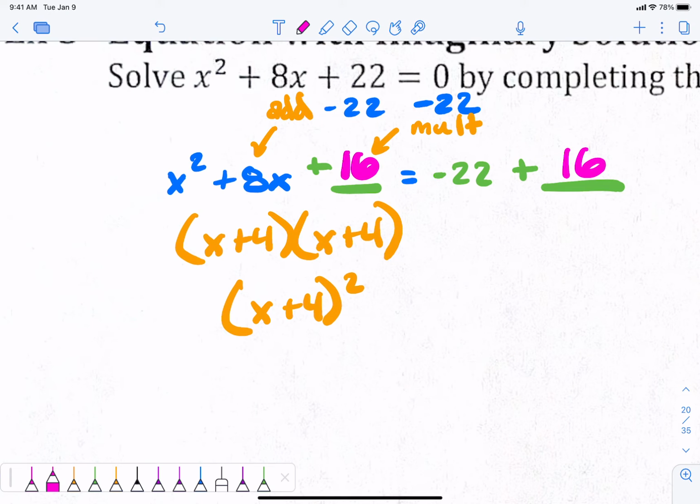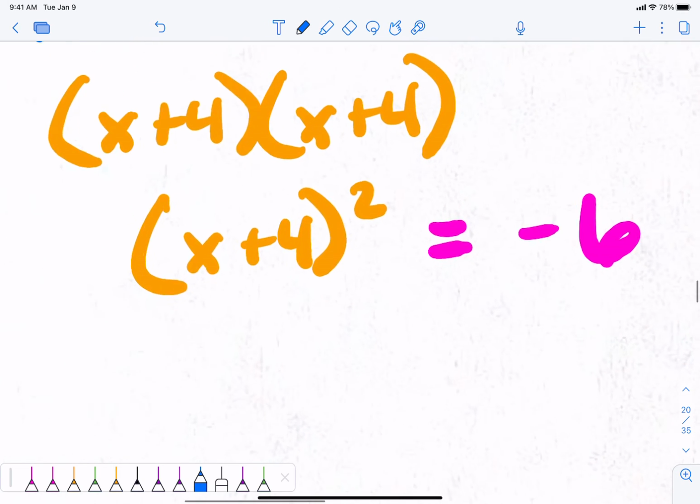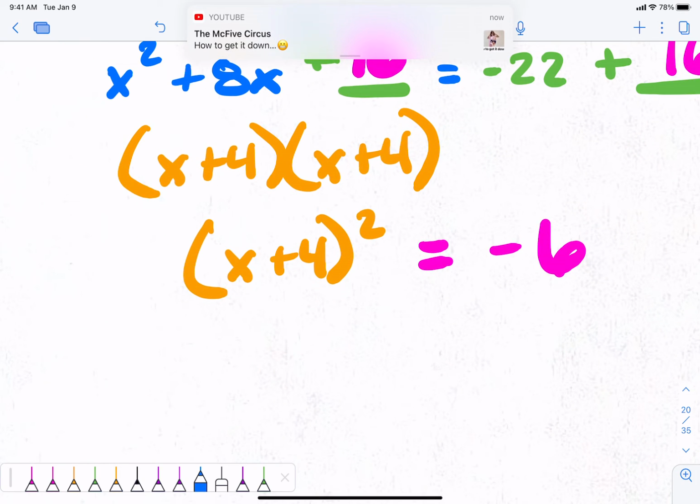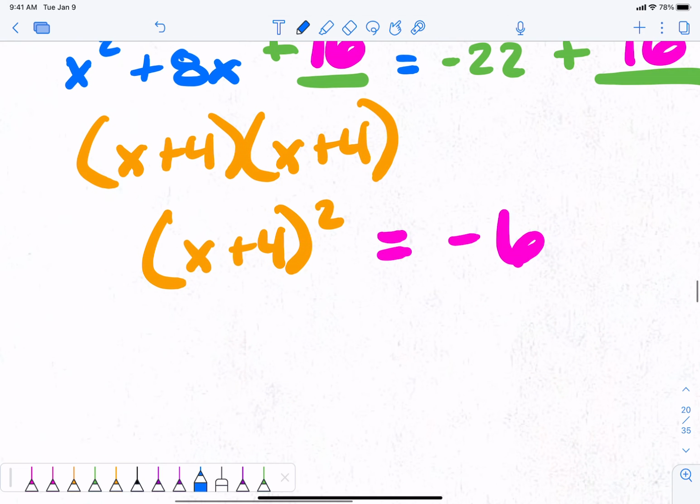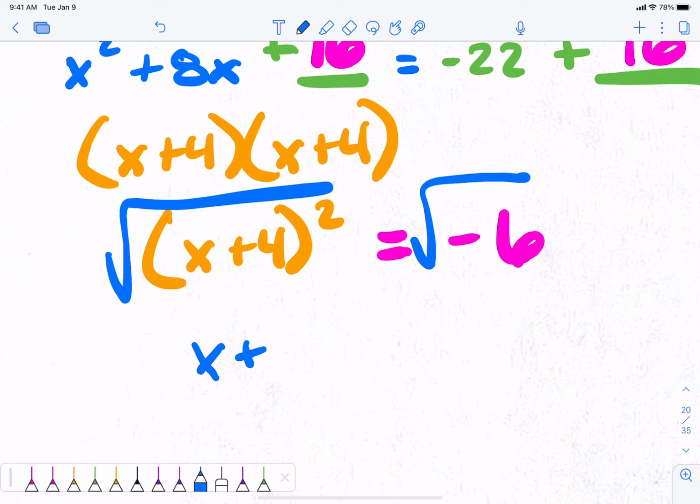It's negative 22 plus 16, so this is negative 6. Now we're going to run into an issue here a little bit. An imaginary number. Okay, so now we're just solving the thing, right? We've added the number to both sides, broken them down, done all that stuff. We take the square root and we take the square root, and x plus 4 just falls out of there.